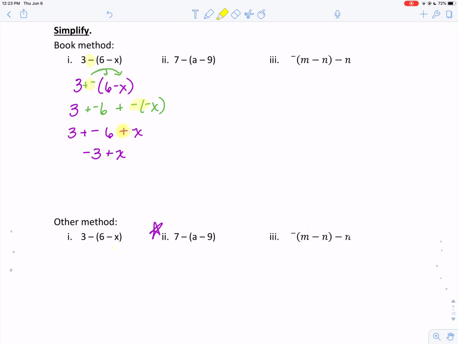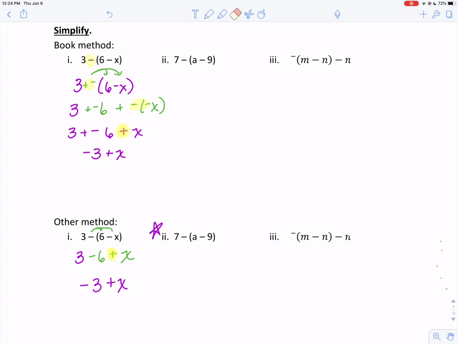Now the other method, working the same problem, is done mainly the way that you've done it in algebra classes. So the first thing we do is distribute the negative, and we get 3 minus 6 plus x. Notice I highlighted the plus because that's where most students mess up. And then they combine the integers.